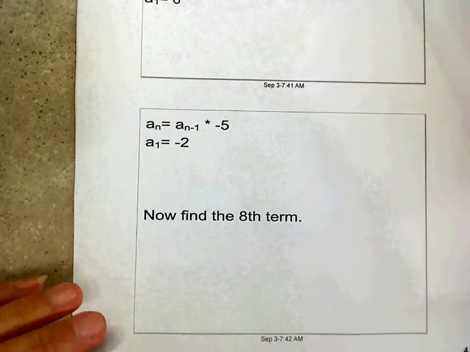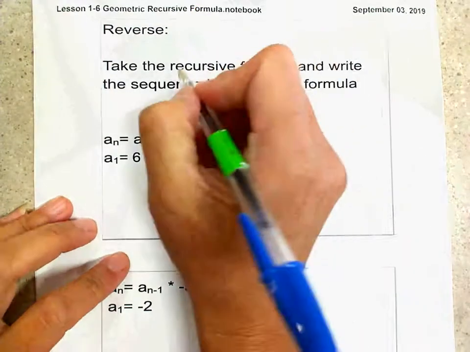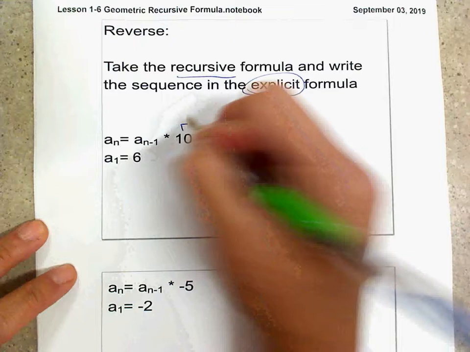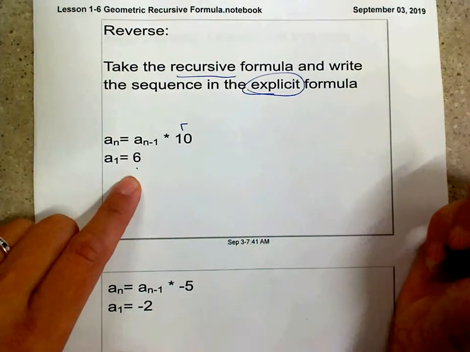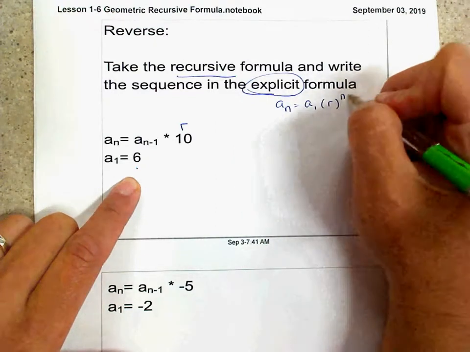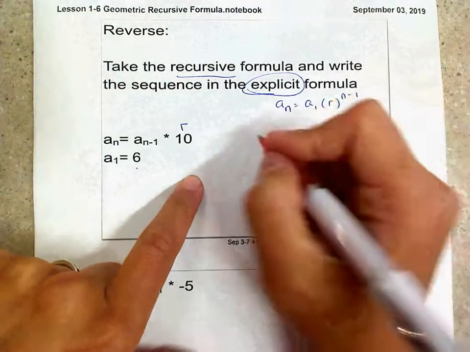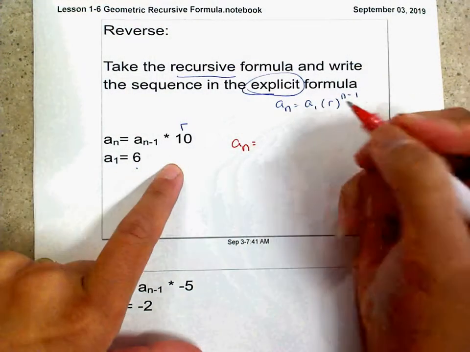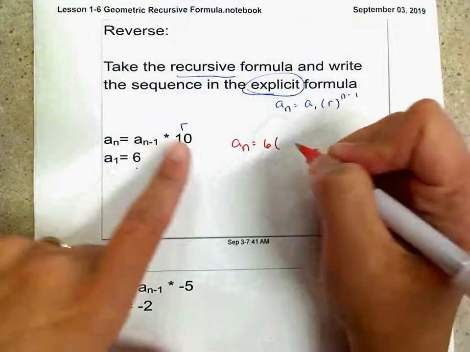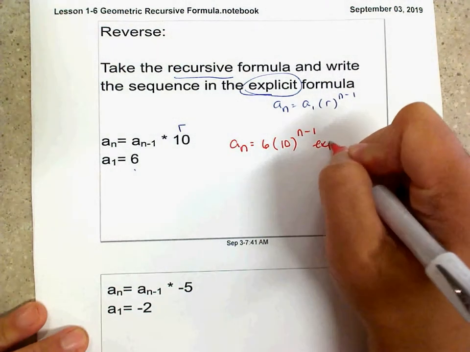All right, let's go in reverse. Here we go. Take the recursive formula, and we're going to write it in explicit form. So here's your R, and here's your first term. Okay? Explicit formula looks like this: a sub 1 times R raised to the n minus 1. So let's plug it in. A sub n, I'm not looking for anything particular. I just want the formula. So formula should contain n. First term is 6. Your R is 10, n minus 1. And there you have your explicit formula.